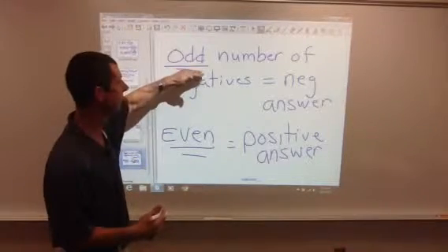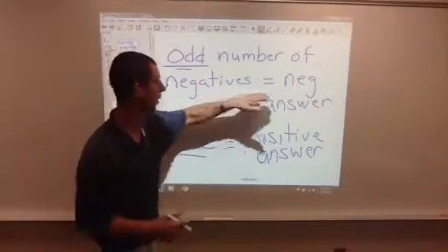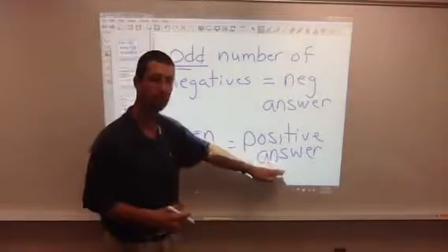Okay, in this case, you have an odd number of negatives in division. It's going to be a negative answer. Same thing here, an even number is going to give you a positive answer.